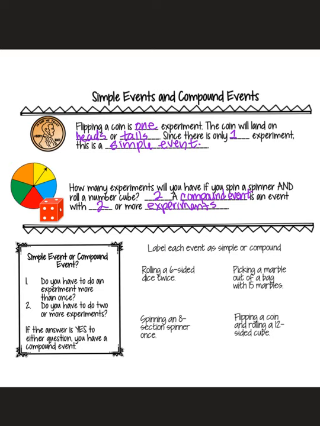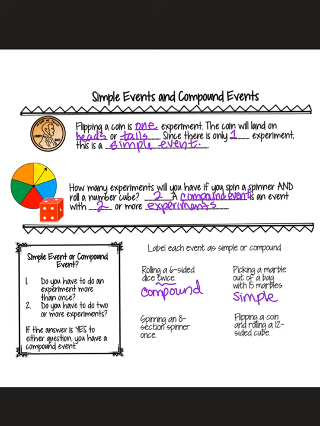Do you have to do two or more experiments? If the answer is yes, you have a compound event. So let's look at this first one. Rolling a six-sided dice twice. The fact that you're doing it twice makes it a compound event. Okay, picking a marble out of a bag with 15 marbles. You're only doing it once, so it is a simple event.